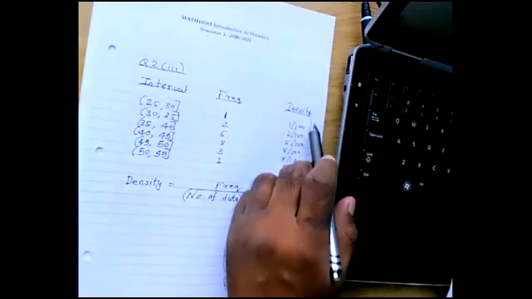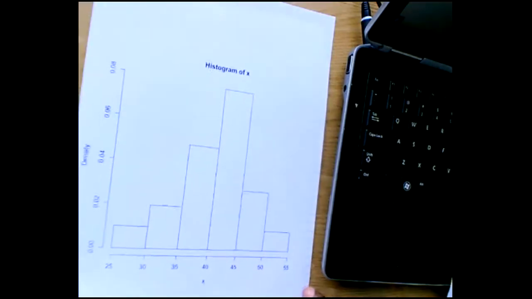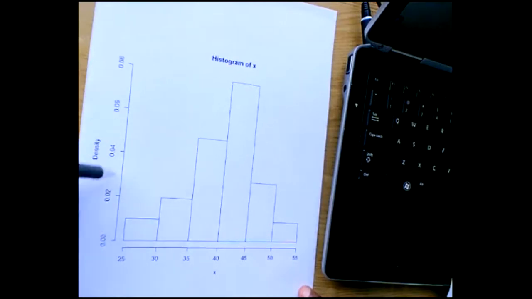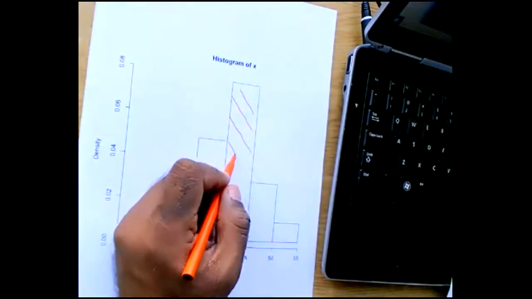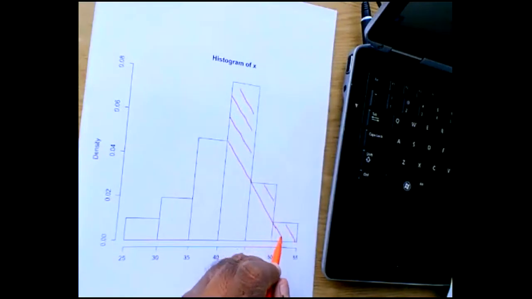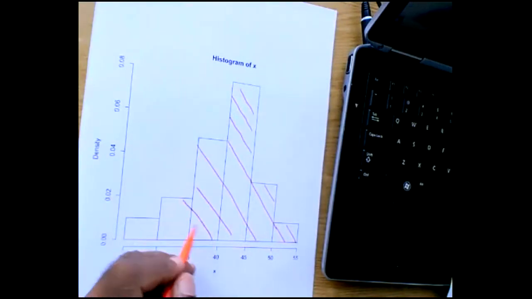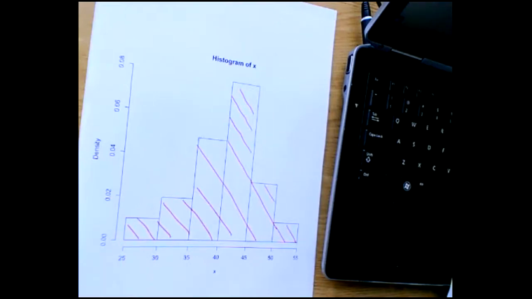Now to plot the histogram, what you need to do is to plot this versus this. If you do that, this is what you will get. On the y-axis, you have the density. On the x-axis, you have the interval. And the area below the histogram must be equal to 1, as it should.